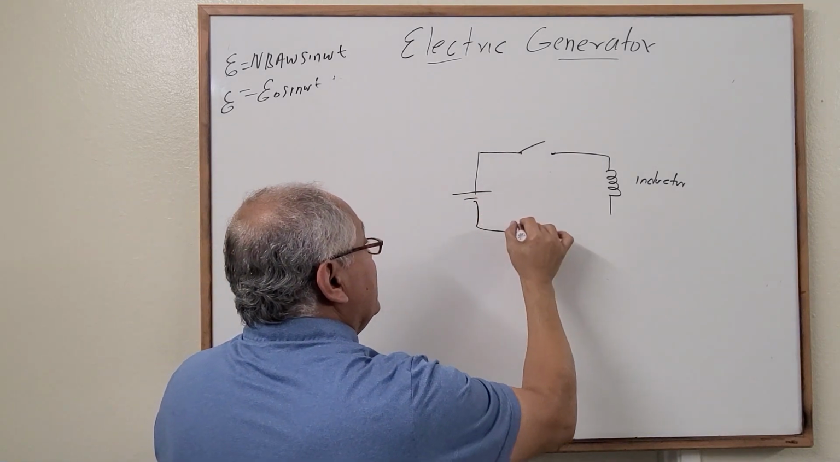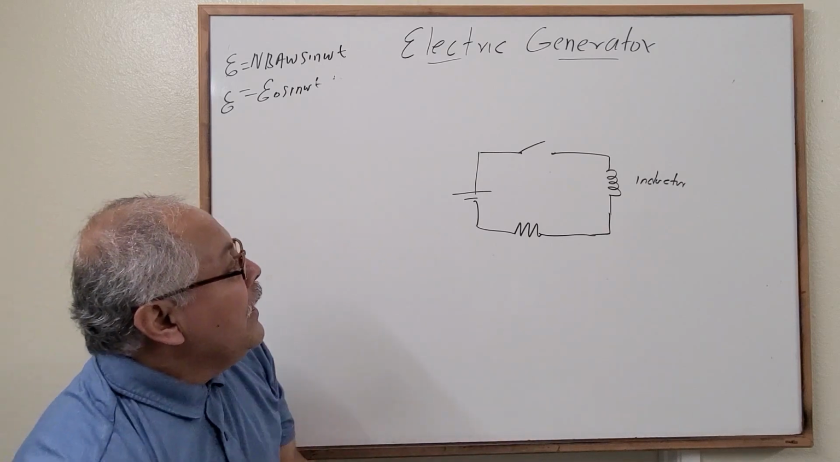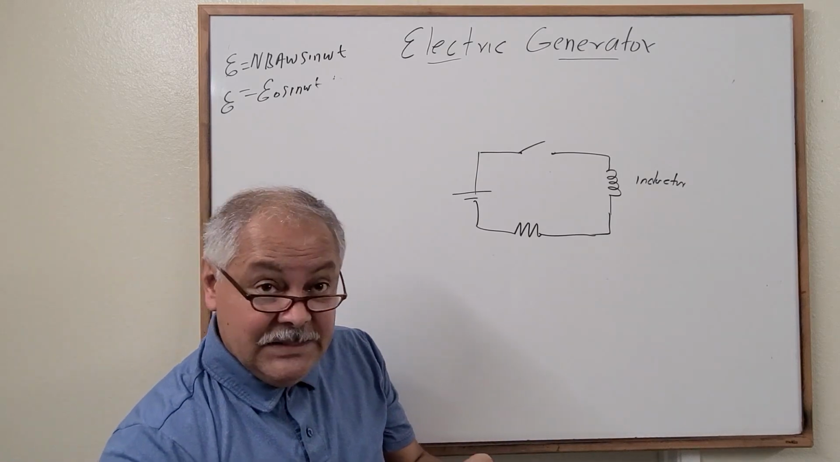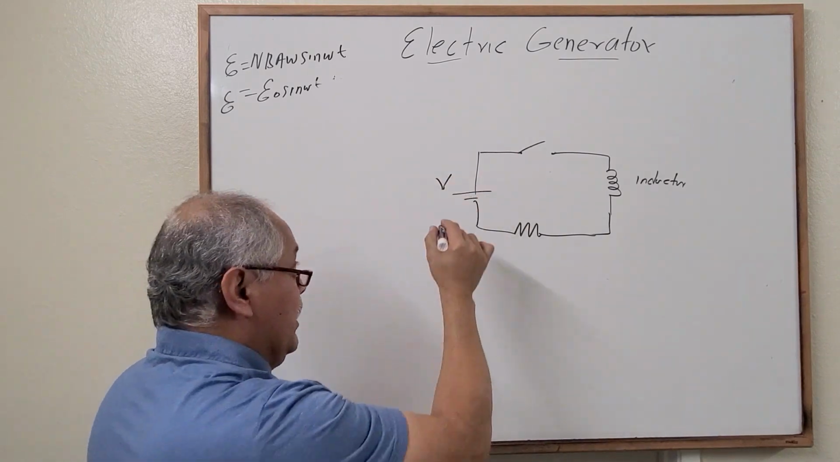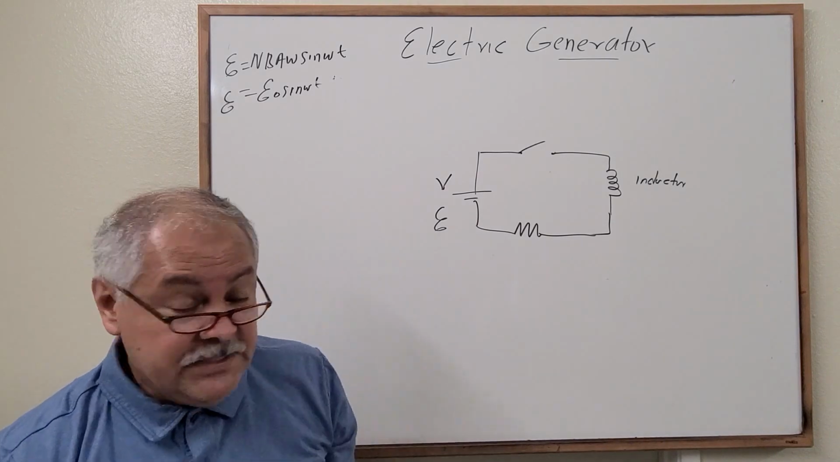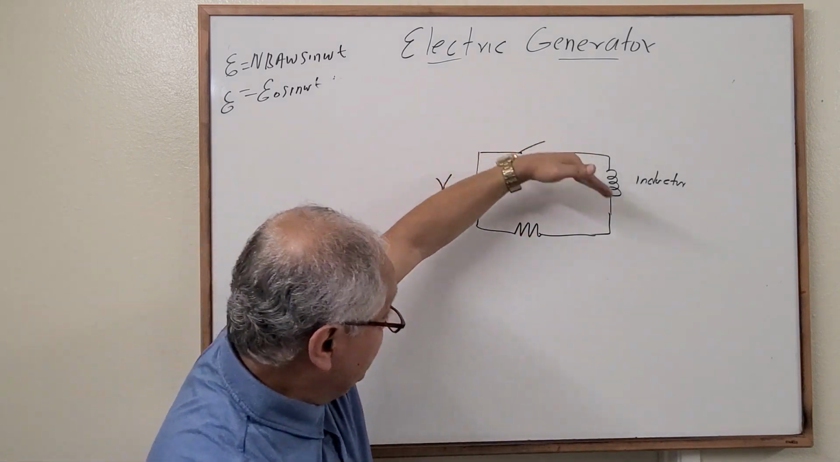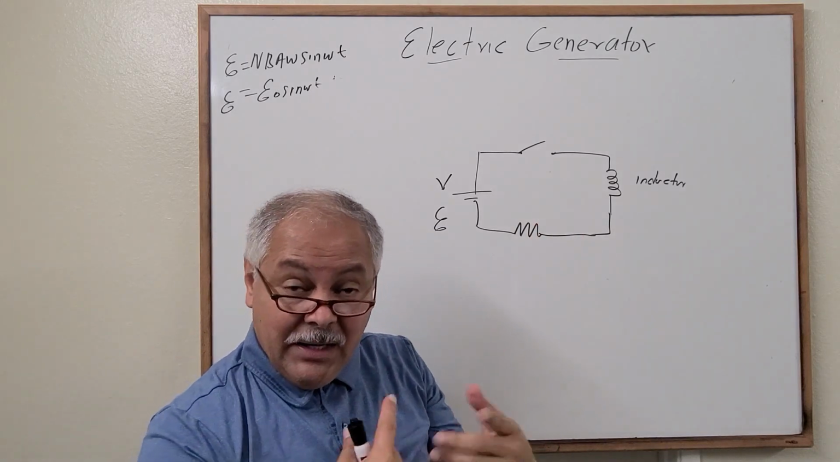And imagine we have right here a resistor. Now when we close the circuit, the battery has voltage. We can use voltage or we can use electromotive force, the function is the same. Now let's close the switch and what happens? Well, at the beginning there is no current, but later we have current.